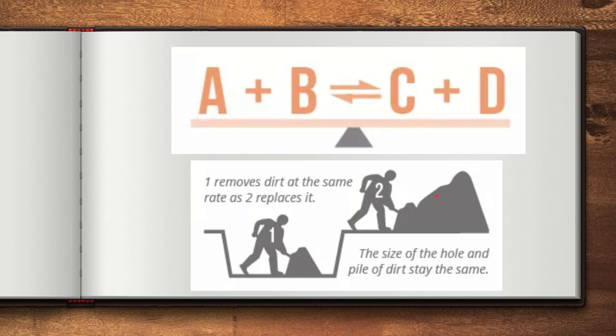So both would be shoveling, both would be getting very tired, but if we zoomed out over time and looked at the change in the size of the hole or the pile, it wouldn't get any different. In fact, the size would remain constant. Well, equilibrium is exactly the same as that. A and B are working really hard to change into C and D. C and D are working really hard to change back to A and B, but the overall concentration of A and B and C and D remain constant.